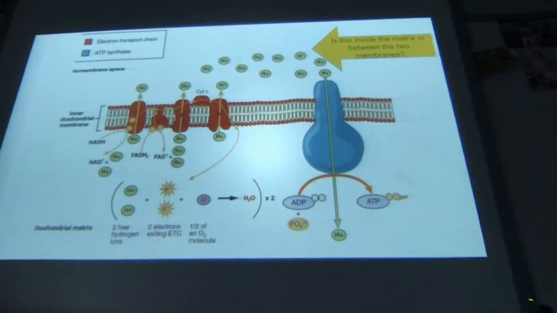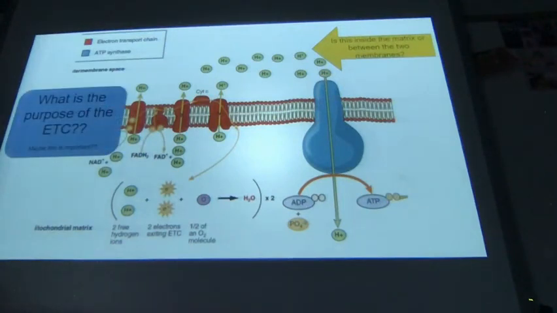I should draw it on both sides, but you just have to figure out your hydrogen, your proton buildup is going to be in between the two membranes, right? And then it's going to feed back into the matrix, even though it says it on there. I should have covered those up, you cheaters. Okay. What is the purpose of the electron transport chain? Maybe this is important. I don't know.